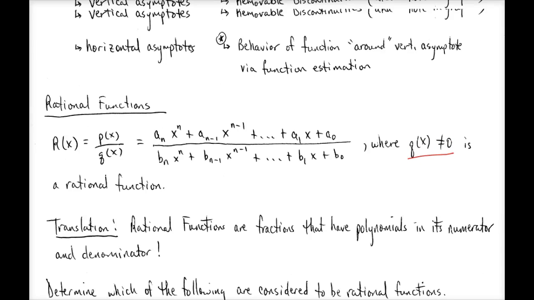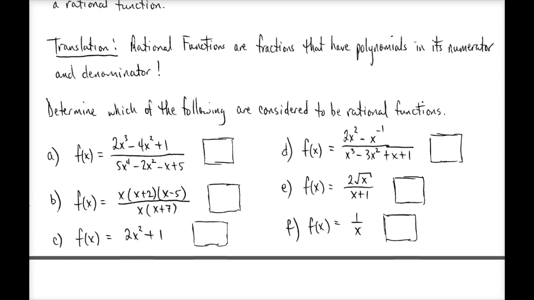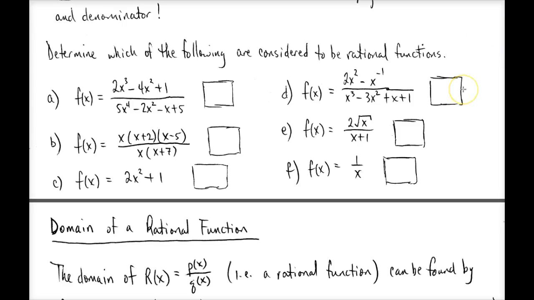So to get some practice on this, we're going to look at these particular functions and determine which of these are rational functions and which ones are not. So if we look here in the beginning at part A, we see that for this function, we have a polynomial on top and a polynomial on bottom.